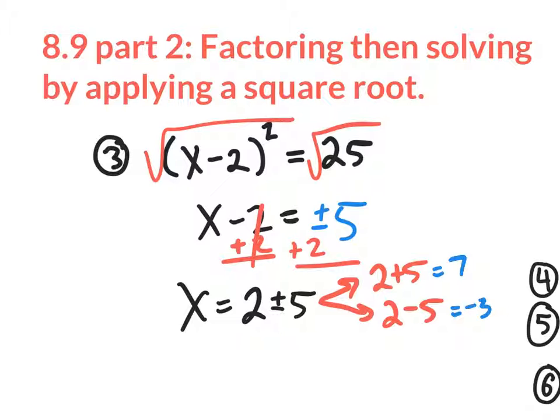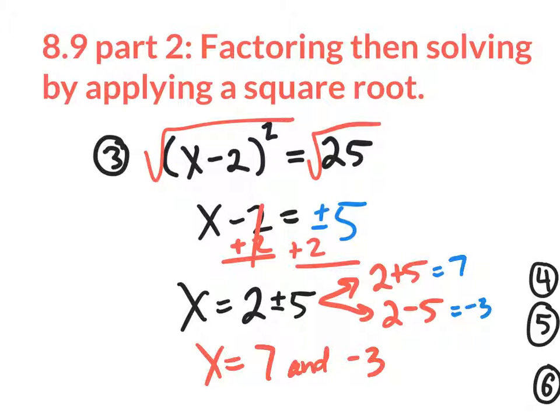So what should you write in your answer column on the test the day after tomorrow? X equals 7, and you could put "and" or -3. So those are your two answers. You could put x equals 7, x equals -3, or you could just put 7 and -3. Now those are two answers.